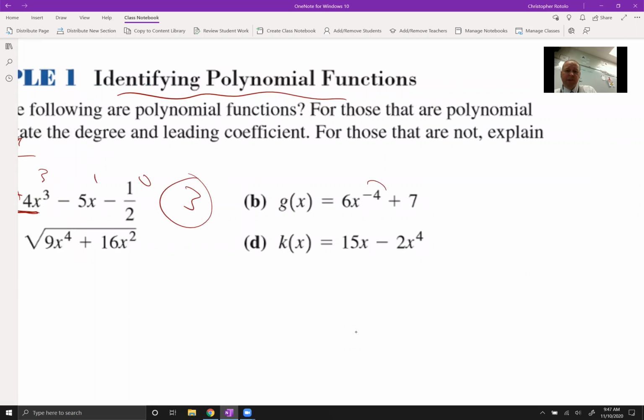In part B, this actually means 6 over x to the 4th plus 7. And since we have our variable in the denominator, this is not a polynomial. Okay, so this is no good.